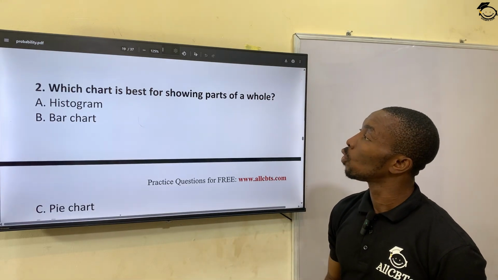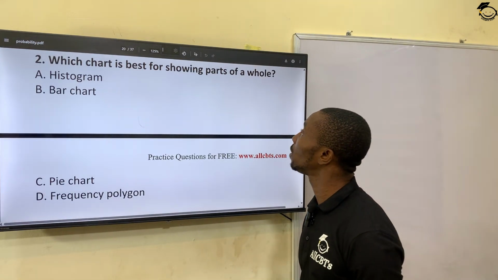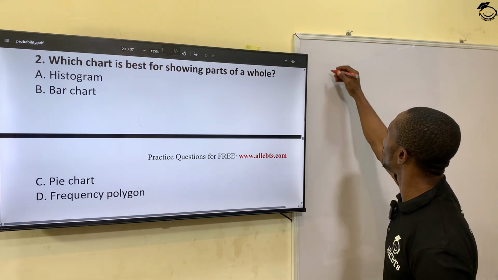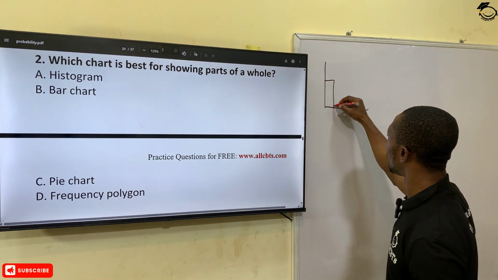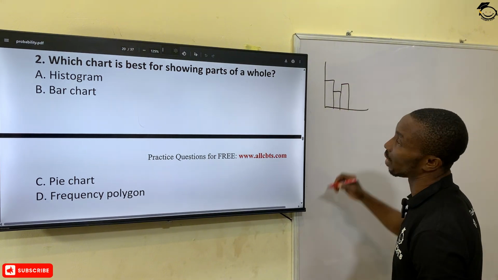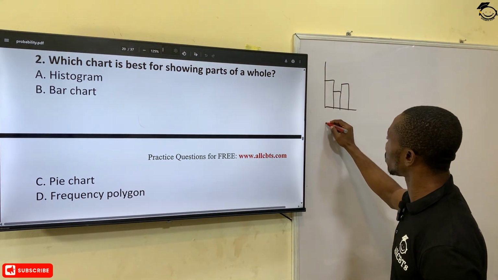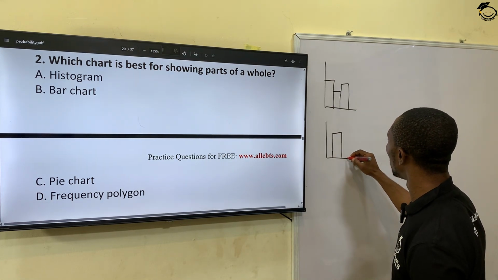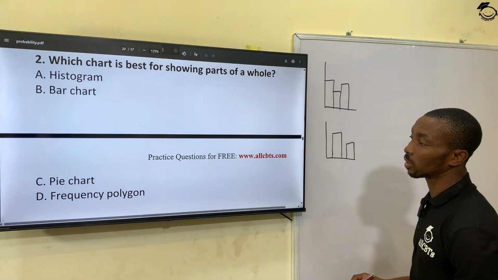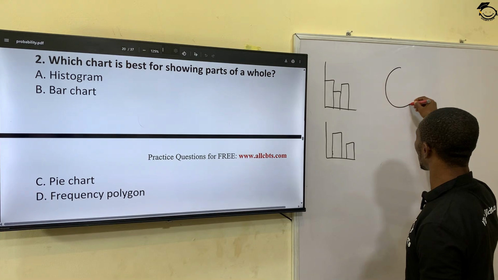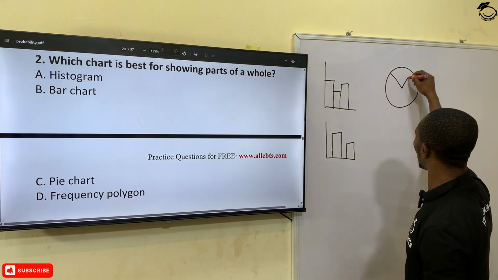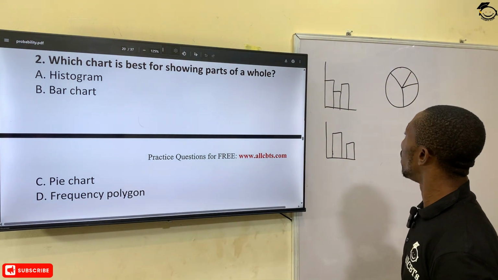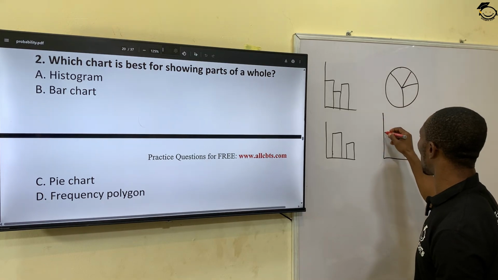Now, question 2. Which chart is best for showing parts of a whole? Now, when we look at histogram, we have our histogram in this form. Columns or bars joined together forms a histogram. Now we talk about a bar chart. A bar chart are columns that are spaced. All right. Now when we talk about a pie chart, is a circle and divided into different sectors. And we talk about a frequency polygon. A frequency polygon is derived from a histogram.